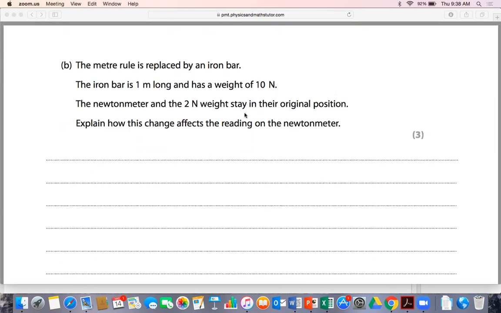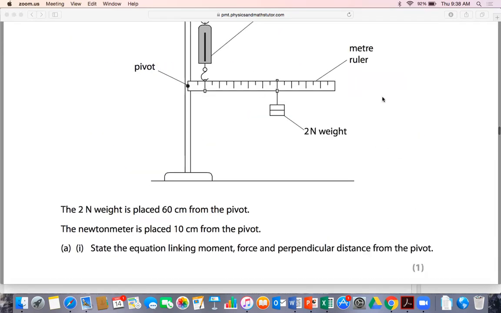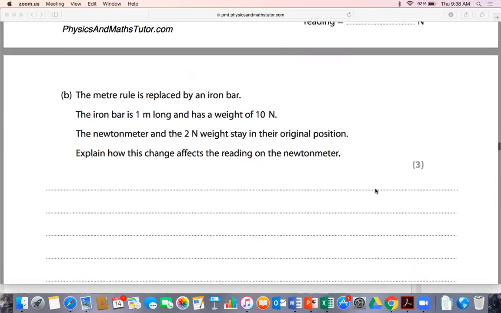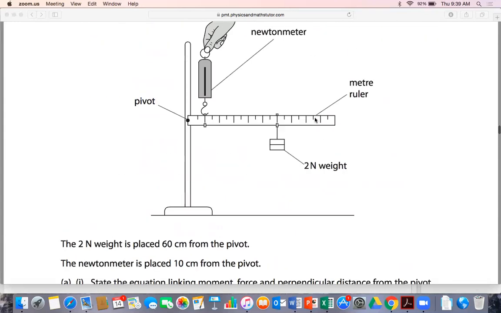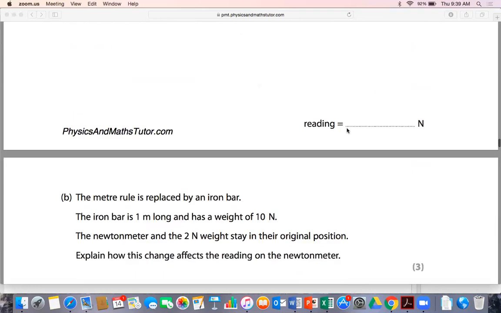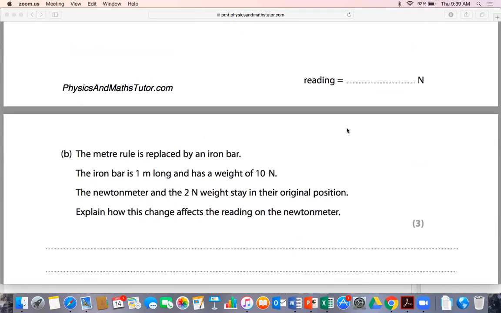Okay, next, the meter ruler is replaced by an iron bar. So instead of the meter ruler, you put an iron bar. The iron bar is 1 meter long with a weight of 10 Newton. The Newton meter and the 2 Newton weight stay in their original position. Okay, so everything else stays. It's just that now I use an iron rod, which is 1 meter long and has a weight of 10 Newton. How does this change affect the reading on the Newton meter?